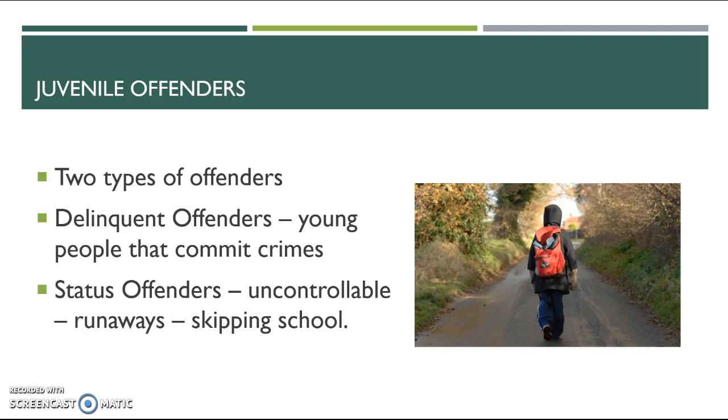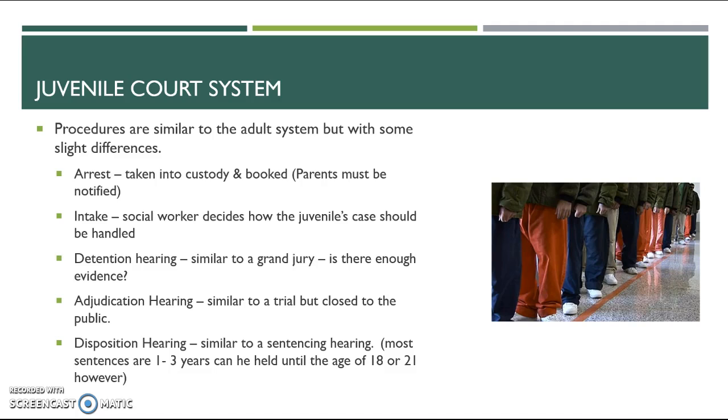There's two types of juvenile offenders that go through the system. The first one is a delinquent offender. This is what we call young people that actually commit a crime. The second type of offender is a status offender. These are basically uncontrollable kids. Their parents just don't know what to do with them. They're skipping school, they're running away, they're not listening. Those are status offenders. Now, the procedures for the juvenile court system are a little different than the adult version.